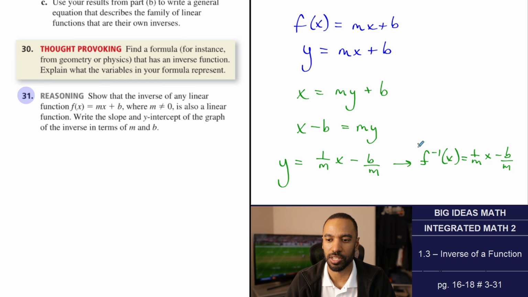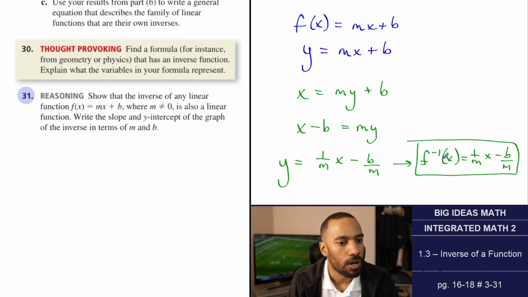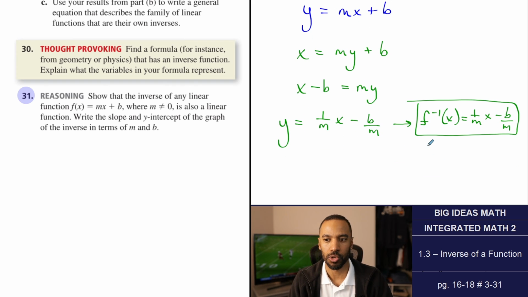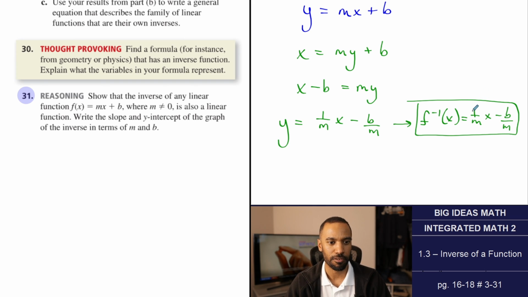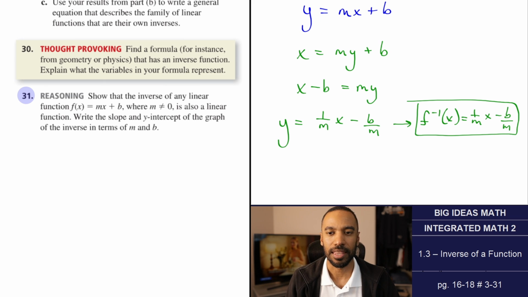Okay, so what did they ask us to say here? They said, show that it's also linear. It is right here. M is a non-zero value, so we're not dividing by 0. That means it can represent a slope. Even if it was 2/3, 1 over 2/3 is 3/2. This is a number over a number, because that's what they were here above, m and b. Write the slope and y-intercept of the graph of the inverse in terms of m and b. Yeah, right there. So the slope is in terms of m, the y-intercept is in terms of b and m. So it's good. Okay, that's it, and that's all.